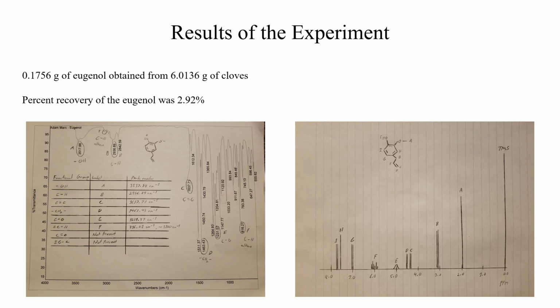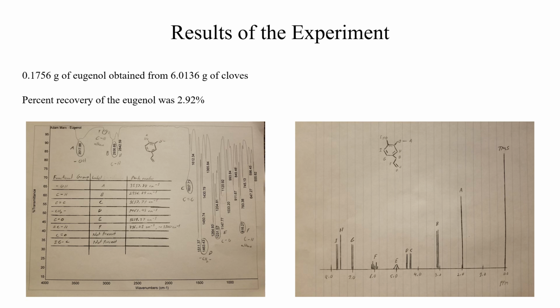In the experiment that was performed, 6.0136 grams of cloves were initially used, and at the end of the process, 0.1756 grams of eugenol was obtained. This would lead to a percent recovery of 2.92%. A bit on the lower end, should be around 5%, but also not that bad.